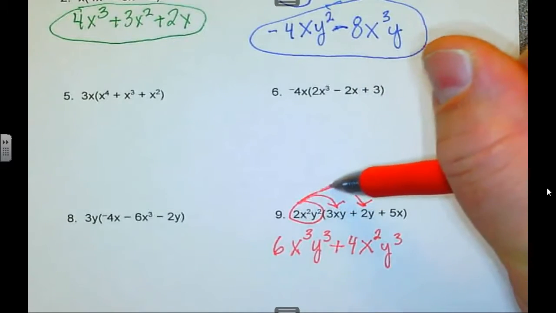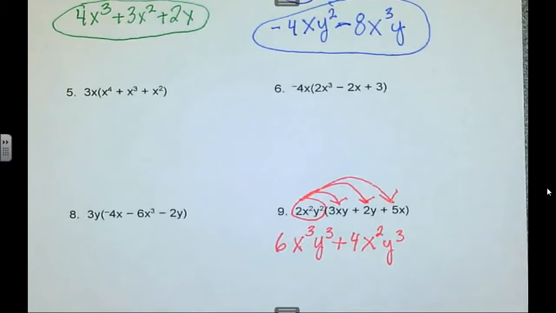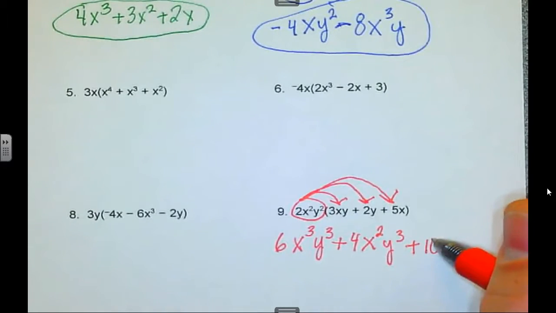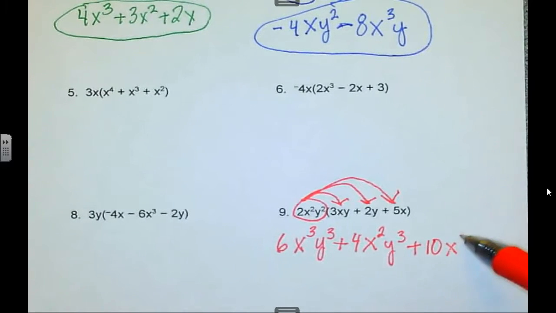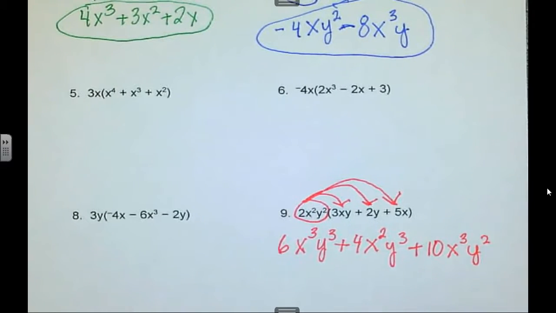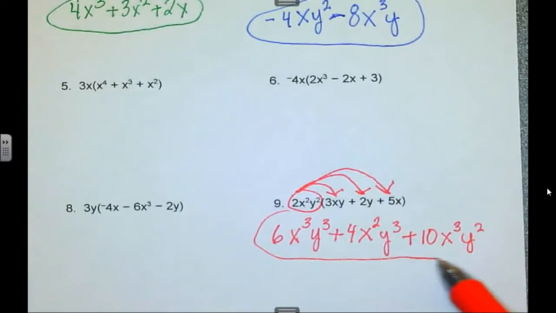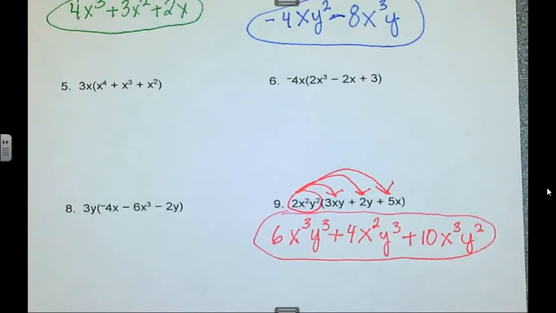2x squared y squared times 5x. 2 times 5, 10. How many x's? 3 x's. How many y's? Good. That's it. Any questions?